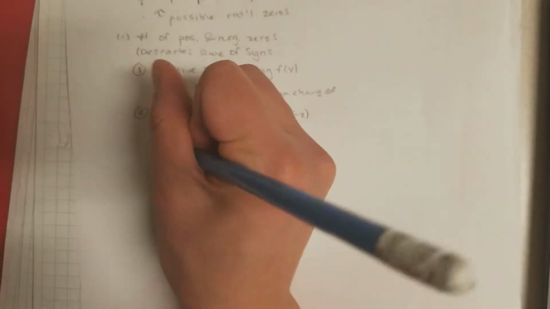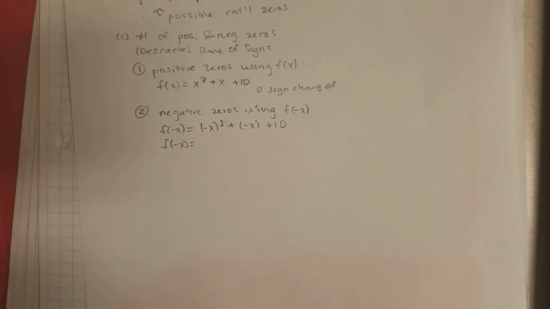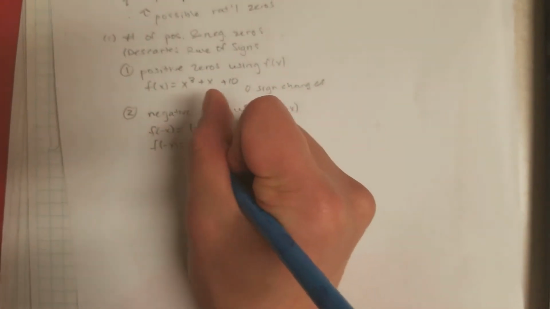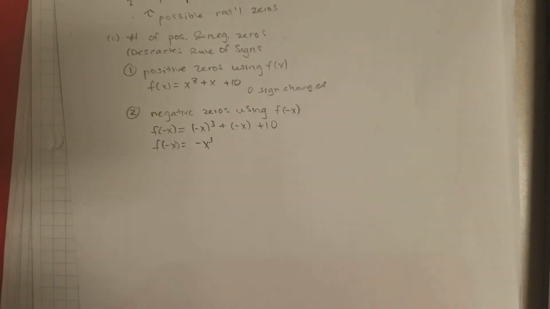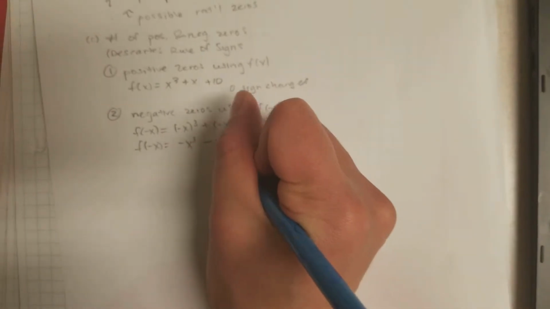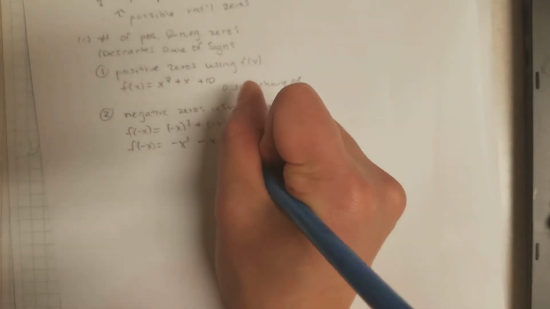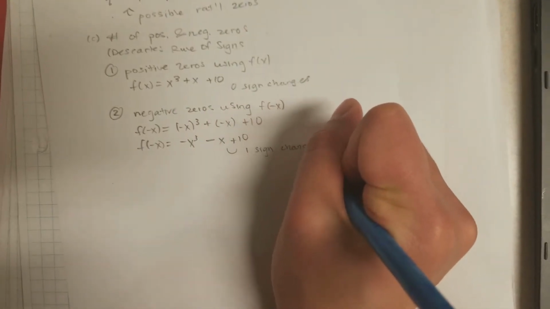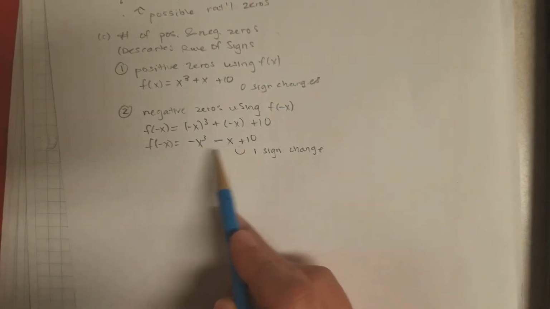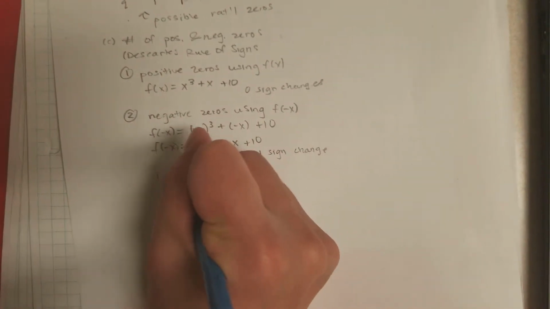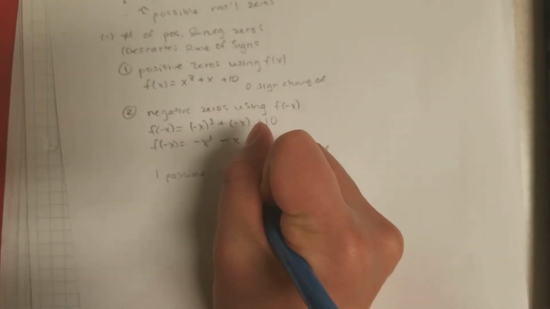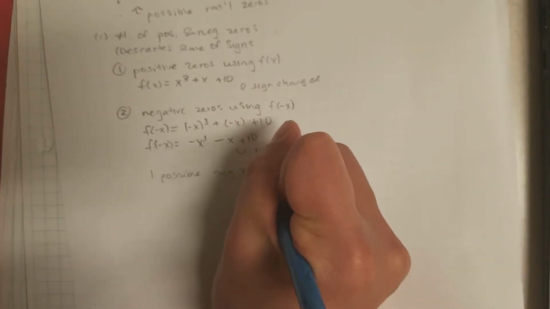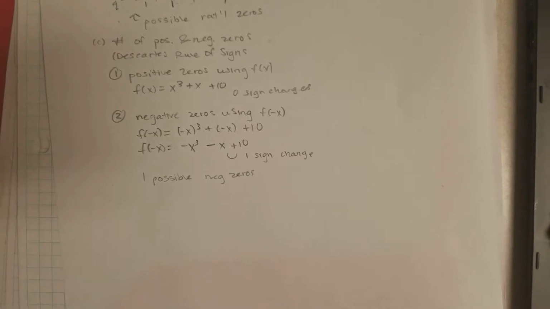So we evaluate that, and since that's an odd exponent, we're going to keep the negative, and that's a negative, and that's a positive. Now we have one sign change, where it goes from negative to positive. Okay, so that means we have one possible negative zero.